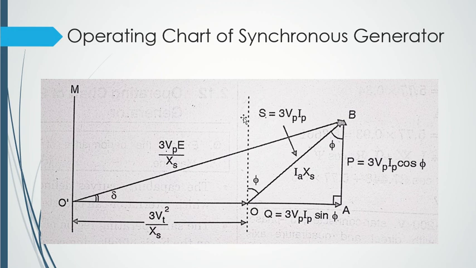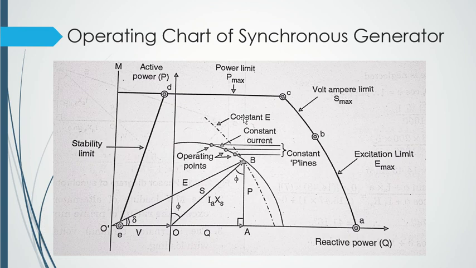Okay, so let's come to this graph. Here we are seeing the capability curves, which we have discussed in the very beginning of the session, right? So first, let's start from O dash. Okay, so the stability limit is still delta equals 90 degree.